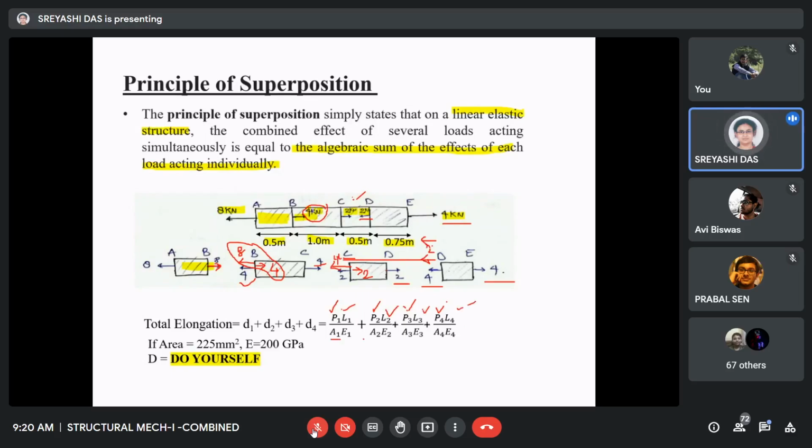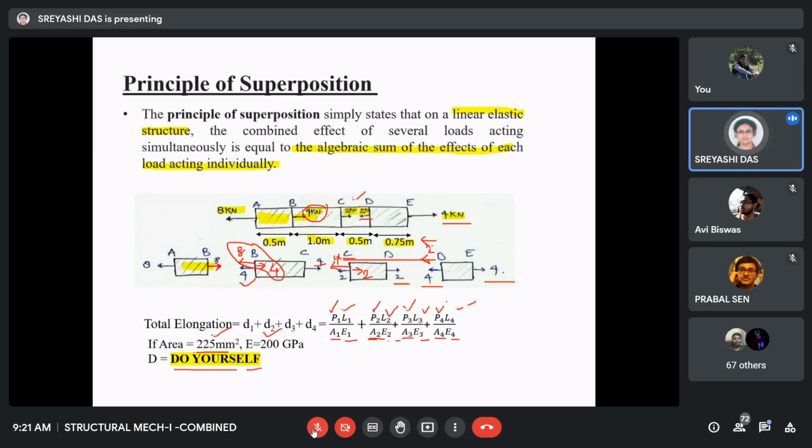So the cross section may also be different. We can provide different cross sections. The materials can also be different. So we can have E1, E2, E3, E4. So for this particular case, if the cross section area and E value are taken as same, that is A1 equal to A2 equal to A3 equal to A4 equal to 225 millimeters square. And similarly, if the modulus of elasticity is same, if we consider the same material, then the E value will be 200 GPa. So we can find out the total elongation.